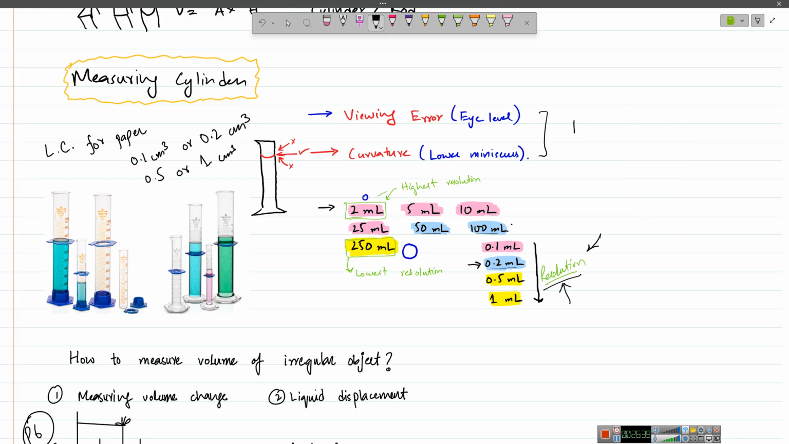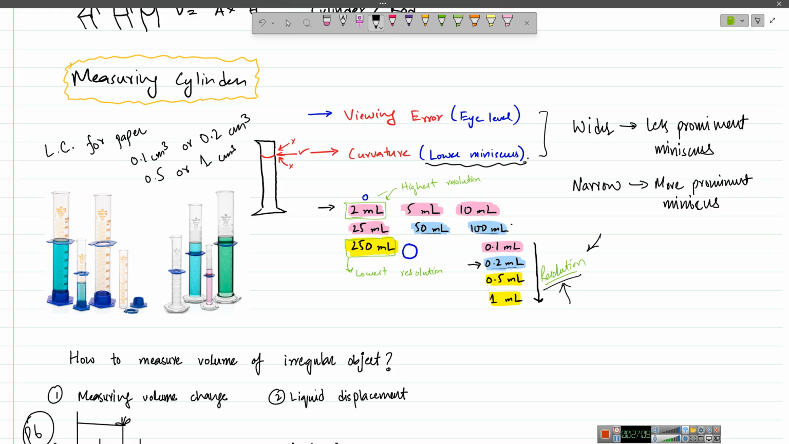So we'll say that wider gives less prominent meniscus, and narrow one will give you more prominent meniscus, right? And keep in mind, we always measure the value from the lower meniscus, not from the upper meniscus, right?